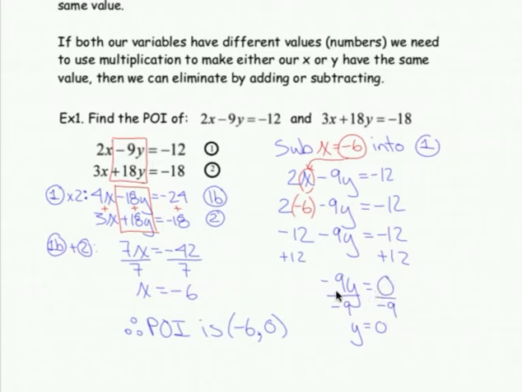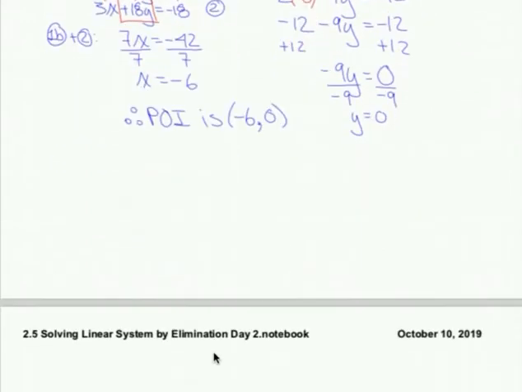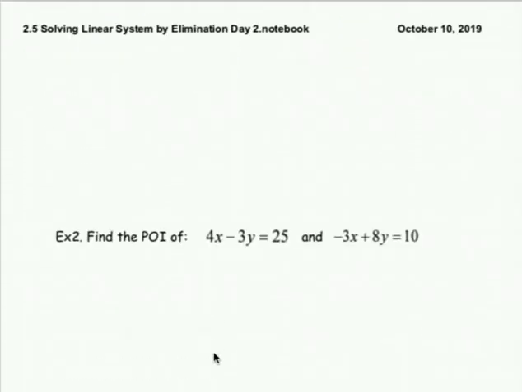So to get rid of the negative 9 in front, we now have to divide both sides by negative 9. So negative 9y divided by negative 9. 0 divided by negative 9, well, we get y equals 0. So our point of intersection is negative 6 and 0. So we just write that down and box it if you'd like. So we're going to go through another one together. Let me write this baby down.